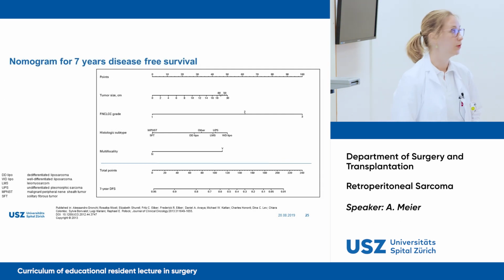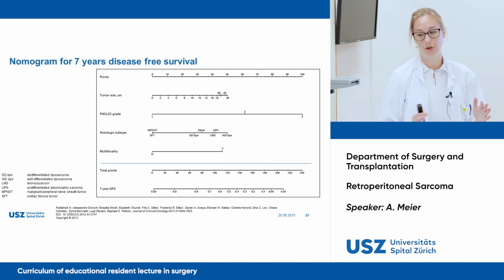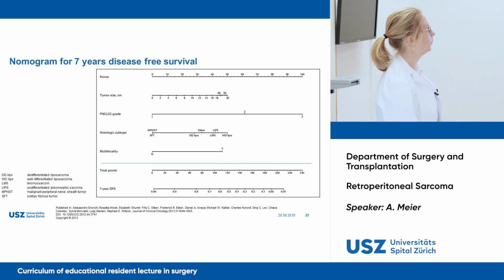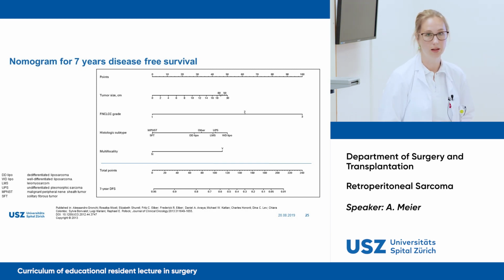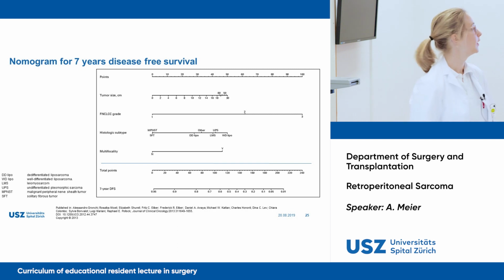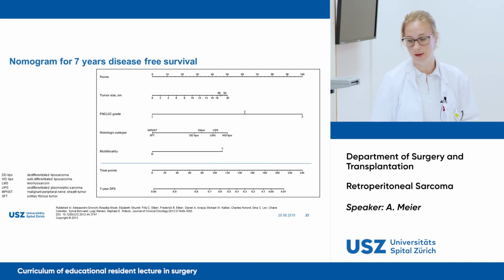This is a nomogram which was established and published in 2013 to get an impression of the 7-year disease-free survival of patients having a retroperitoneal sarcoma. So you have here the tumor size, the histologic grading, the histologic subtype, and the focality, so if there are metastases or not. You match them with the points up here in the line, and afterwards from the total points, you can see how the 7-year disease-free survival will be. This is also available right now as an app, so you can get an impression of what the 7-year disease-free survival would be.